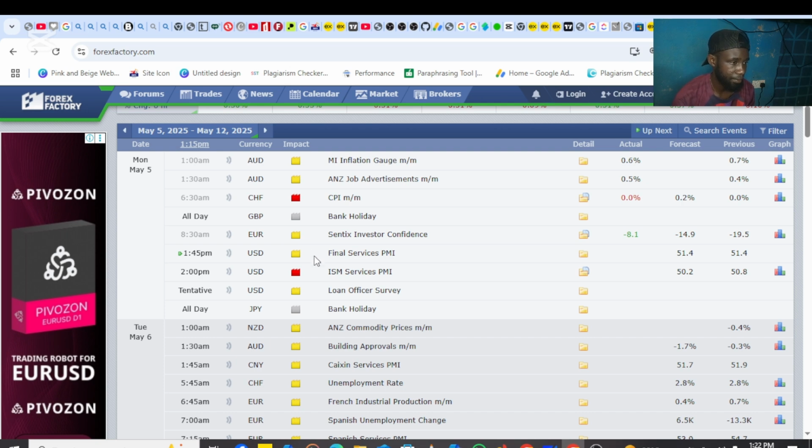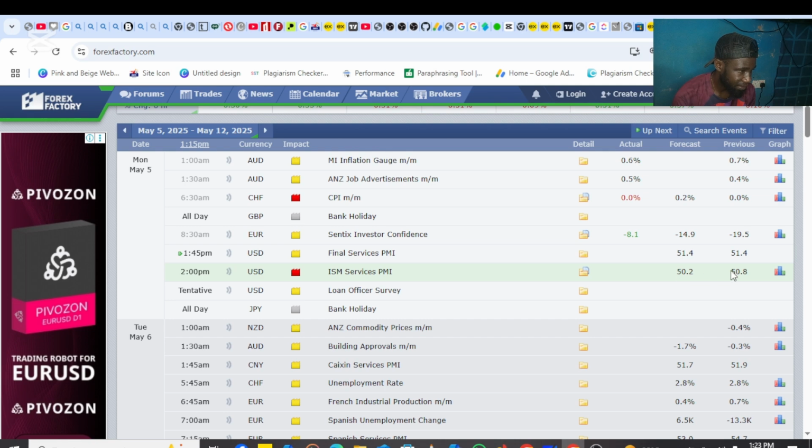Let's check something over here. Okay, you see this red color is USD, which is 2 p.m. This news will have high impact on the market. So you can see there are some figures around this area: 50.2 and 50.8.